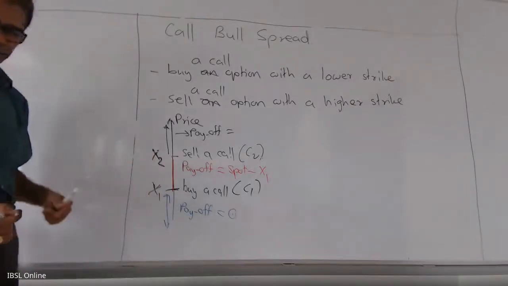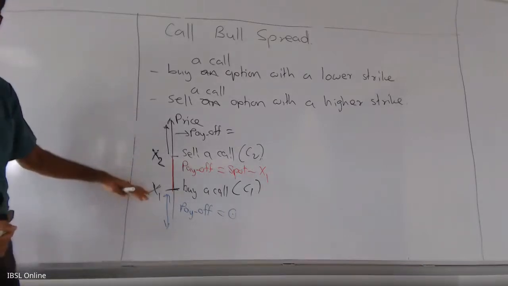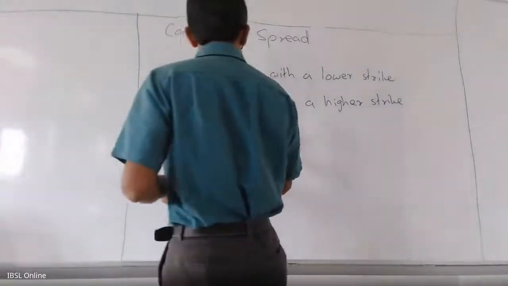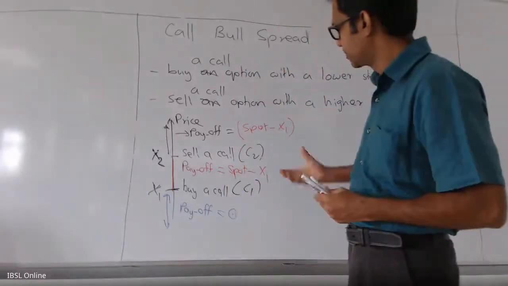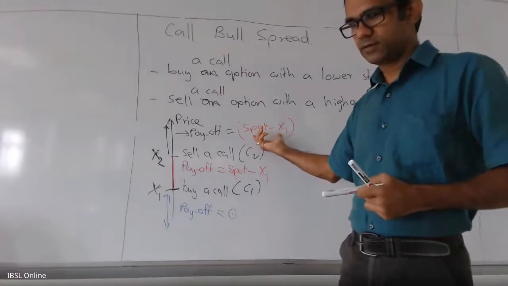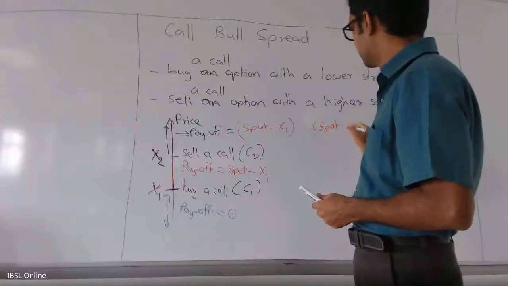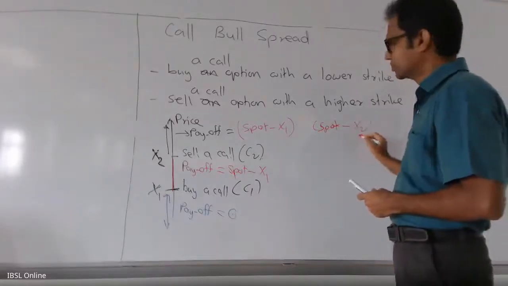What is the payoff? What do you get? When you exercise your right, you will get spot minus x1. This is what you get. What do you pay? You pay spot minus x2.